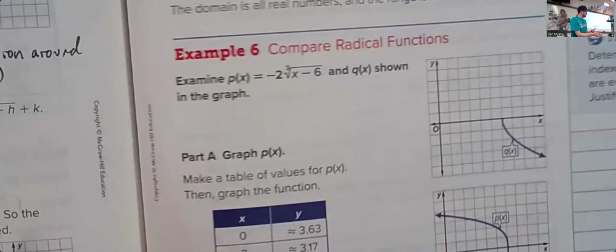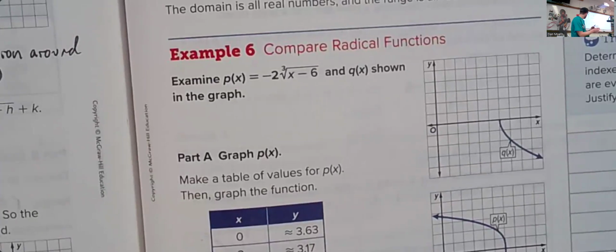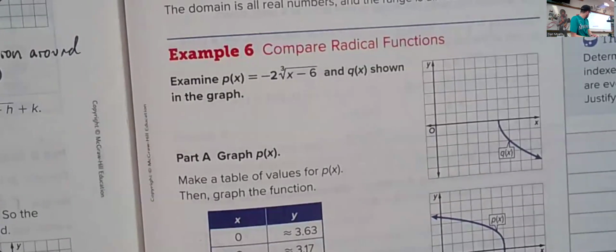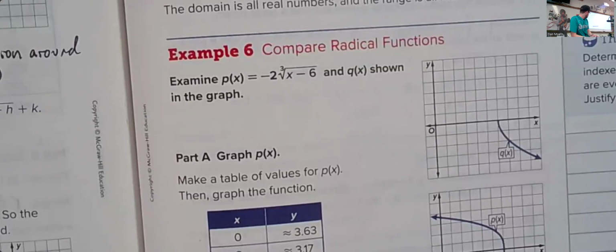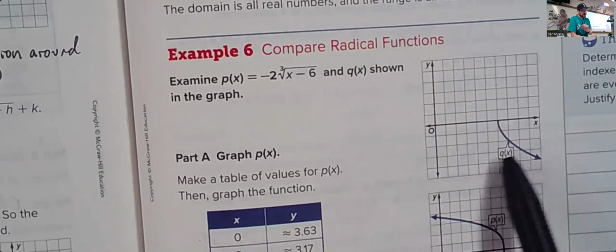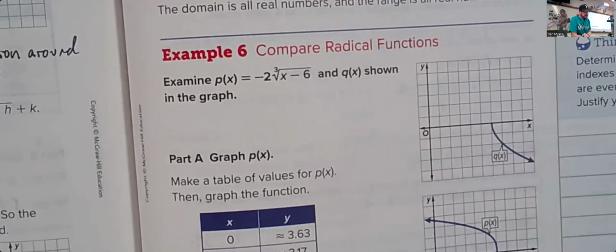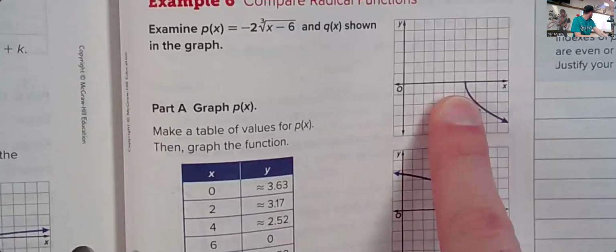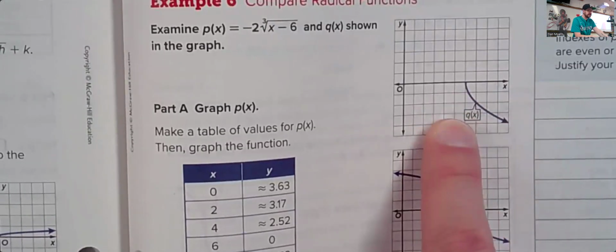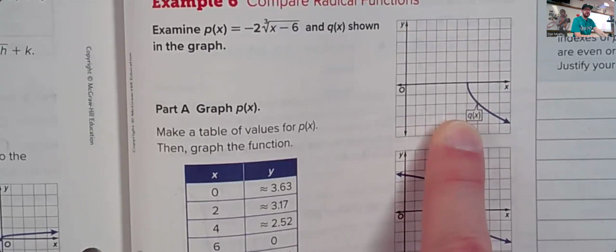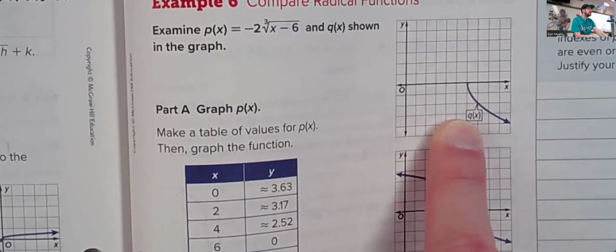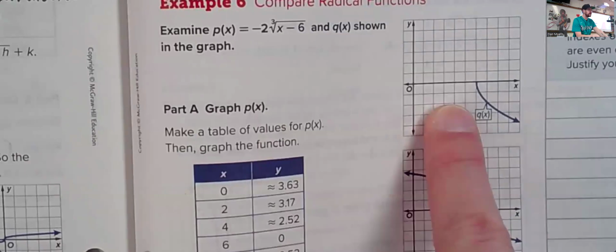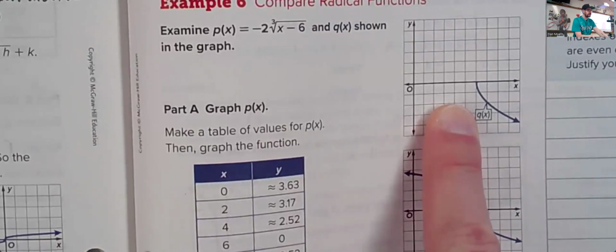All right, next one, comparing radical functions. Examine p of x, which is equal to negative 2 times the cube root of x minus 6, and q of x shown in the graph. So part A, make a table for the values of p of x. So p of x is the cube root function. Q of x, does that look like a cube root function to you? What type of function does that look like? This one's cube root, p of x. Q of x here looks like what? Looks like square root to me, yeah.